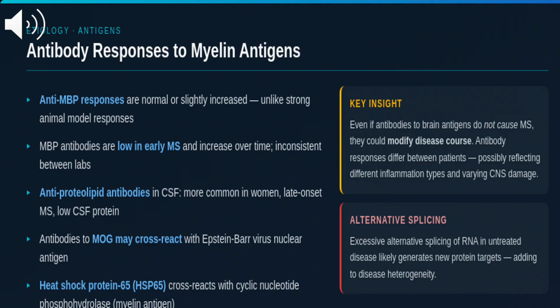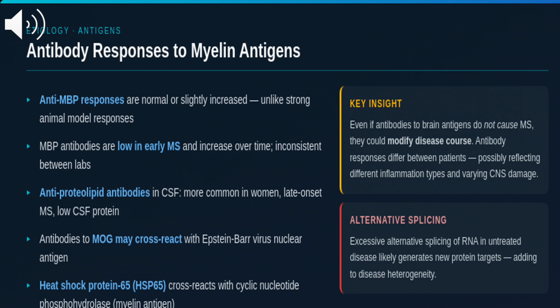Now let's examine what we actually find when we measure antibody responses to myelin proteins in MS patients. And the results are, in many ways, counterintuitive. You might expect that if MS is caused by an immune attack on myelin, we should find robust, highly elevated antibodies to myelin proteins, but the data don't support this. Anti-myelin basic protein responses are normal or only slightly increased in MS, a stark contrast to the strong responses seen in the EAE animal model.